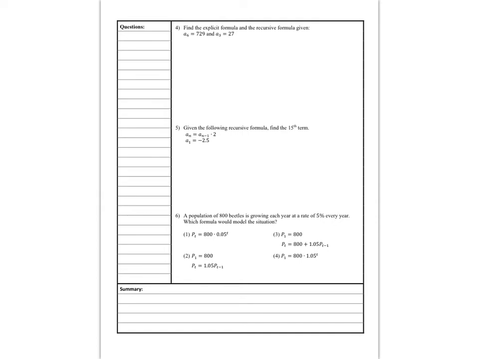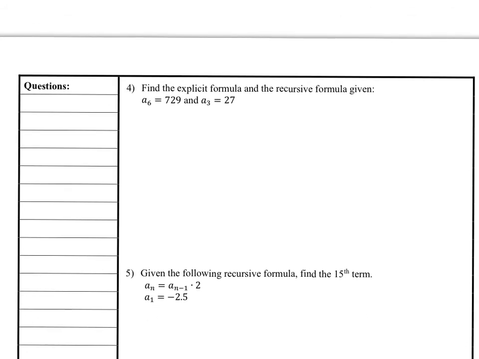All right, so what do we got here? Find the explicit formula and the recursive formula when we're given a whole bunch of not fun stuff. It's weird that they gave us the third term and the sixth term, but we can figure this one out. So start out by writing the first 6 terms: 1, 2, 3, 4, 5, 6. So first term, second term, third term, fourth term, fifth term, and sixth term. We know that this one is 27, and that is 729.